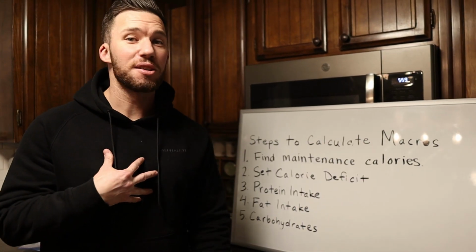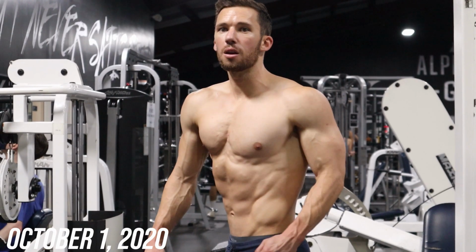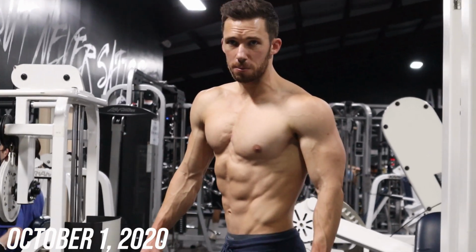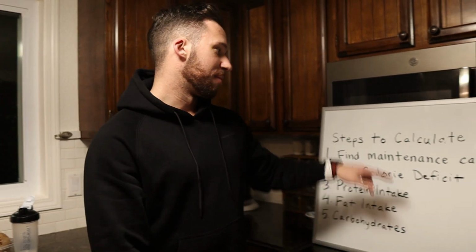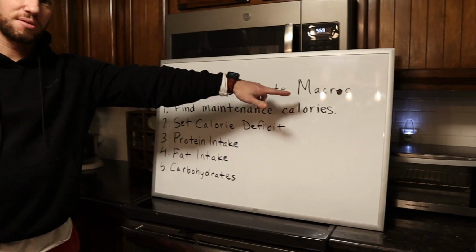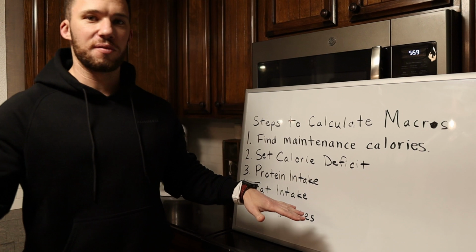This is the system that I use when I'm dieting to lose body fat and maintain muscle. That way, when I get leaner, I still have a good amount of muscle. So it's called flexible dieting, or tracking your macros. I'm going to show you guys how to calculate your macros. First, these are just the steps that we're going to go through throughout the video.